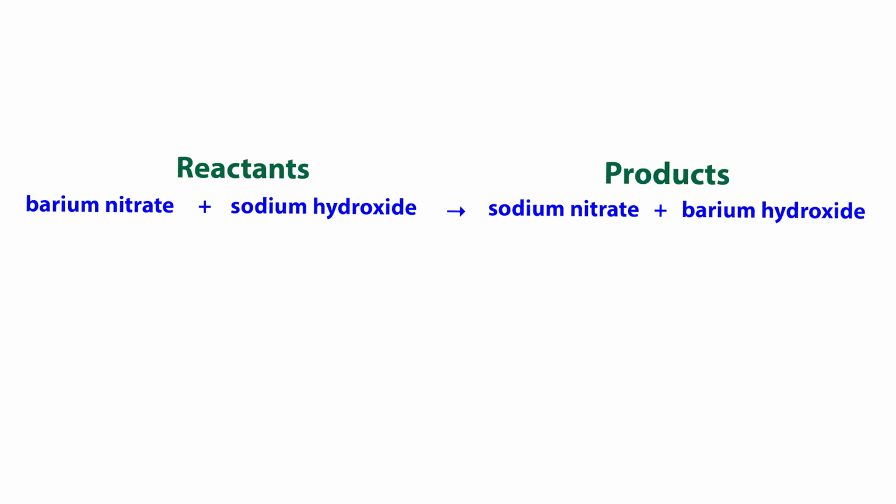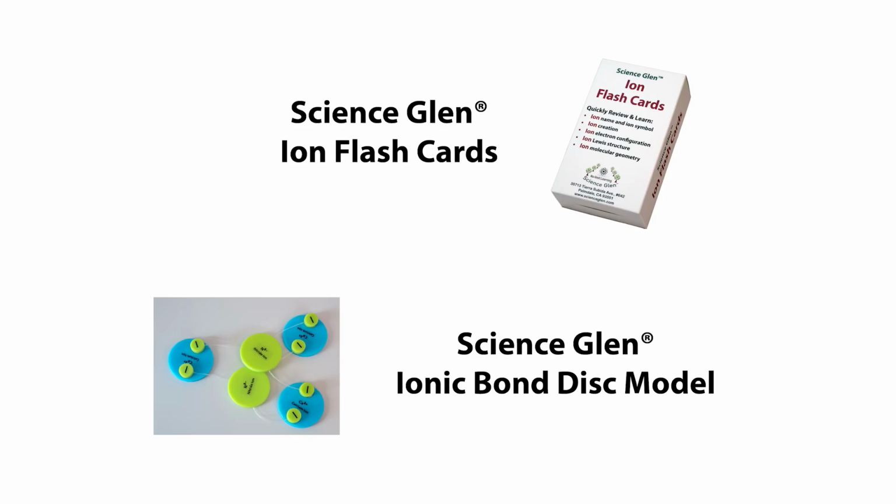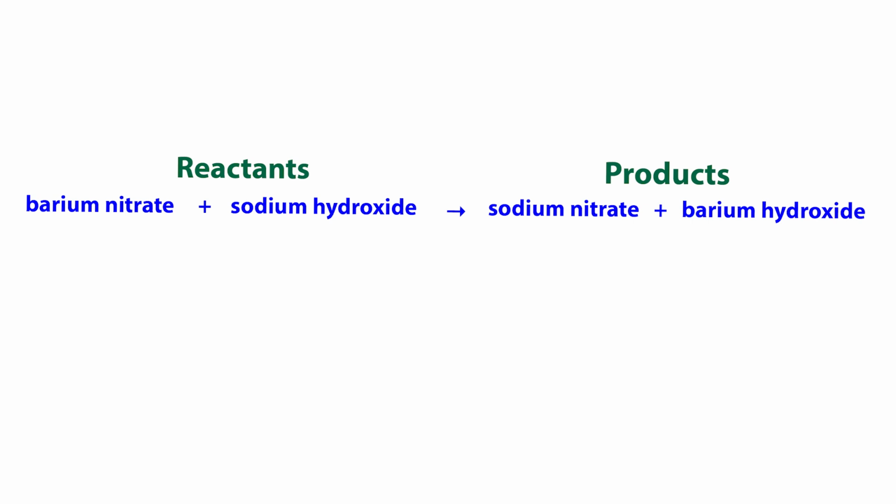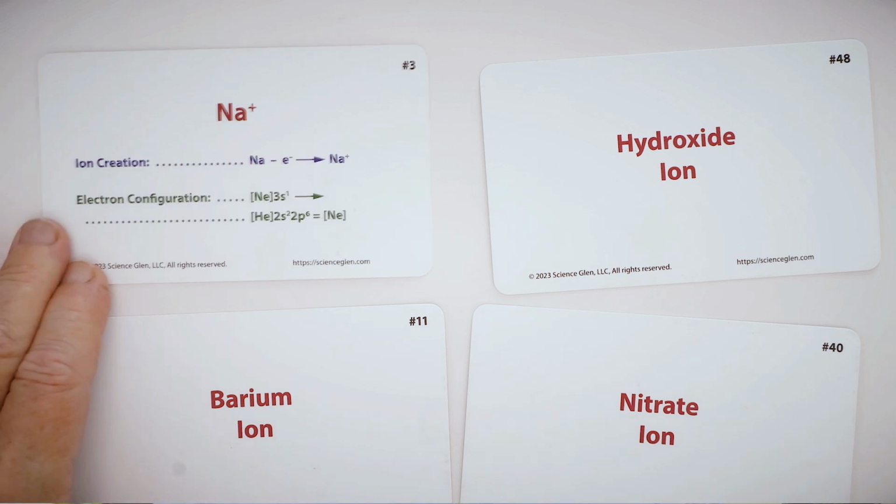First of all, let's assume that we're going to put together barium nitrate and sodium hydroxide, and we're going to get barium hydroxide and sodium nitrate. The tools I'm going to be using to show you this are the Ionic Bond Disc Model and the Ion flashcards. The links to both of those are in the notes. So let's get started. So we're going to put together barium nitrate and sodium hydroxide to get barium hydroxide and sodium nitrate. Let's start with the flashcards.